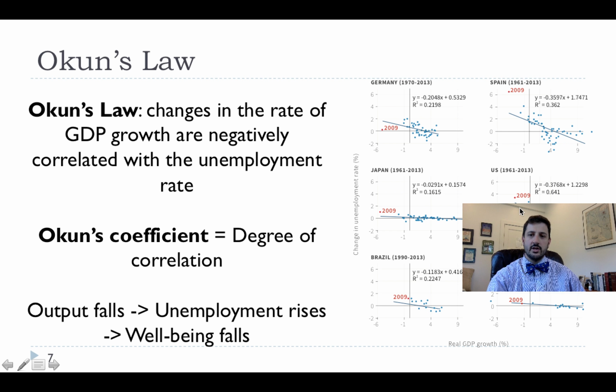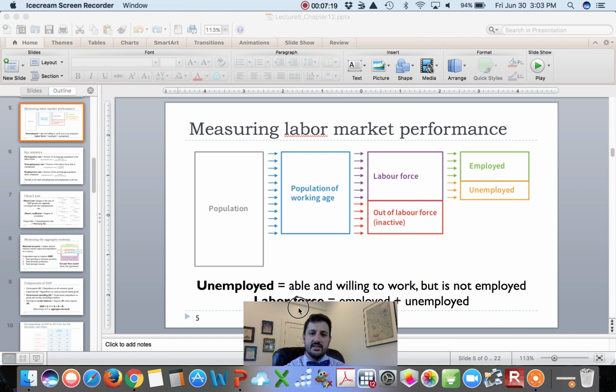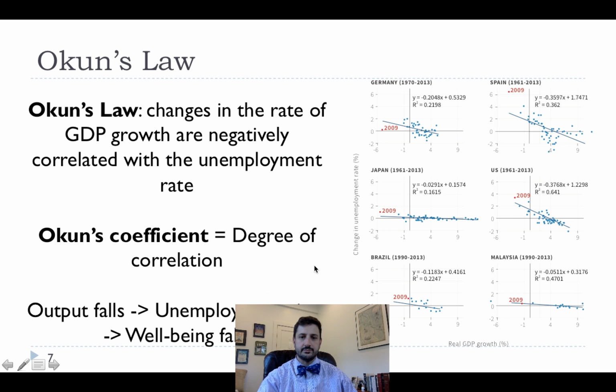Finally, the last thing we want to talk about in this video is the idea of Okun's Law. And so Okun's Law is all about the relationship between GDP and the unemployment rate. And basically what we have in these little graphs is the change in the unemployment rate on the vertical axis and real GDP growth on the horizontal axis. And so what we can see is that when the real GDP growth is higher, the unemployment rate is falling.